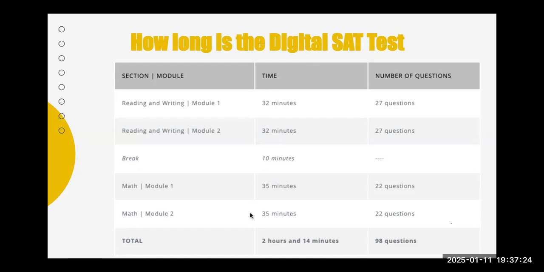Each is 35 minutes. Something new in the digital test is that it's an adaptive test, which means how well you perform in your module 1 will determine whether you are going to an easy or hard version of module 2. If you want to get a very high score in the SAT, try to get to the harder version, because the easy version has a ceiling, a cap. The maximum score you can get, even if you get every question right in the easy version, will be less than 700, I think. So try to get to the harder version if you can.